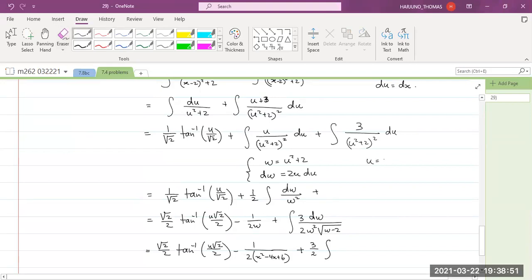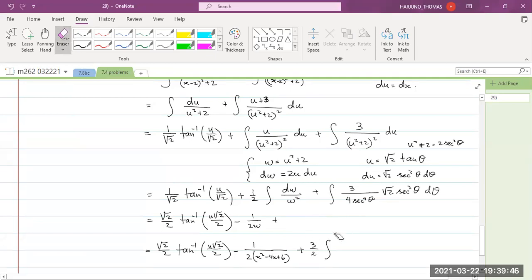u equals radical 2 tangent theta. So du equals radical 2 secant squared theta d theta. And the integral, this is 3 over... u squared plus 2 becomes 2 tangent squared plus 2, that's 2 secant squared. So the bottom will give us 4 secant to the 4th theta. Oh yeah, this is the way. Now du becomes square root of 2 secant squared theta d theta.